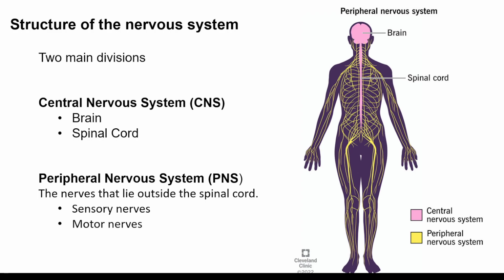Sensory nerves allow us to sense an area. So it's all of your senses. It's your sight, your hearing, your touch, your taste, your smell. All of those are from your sensory nerves. Then you've got motor nerves. Their job is to initiate a movement.